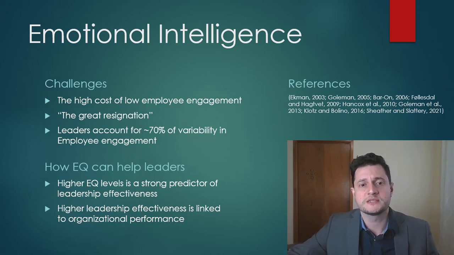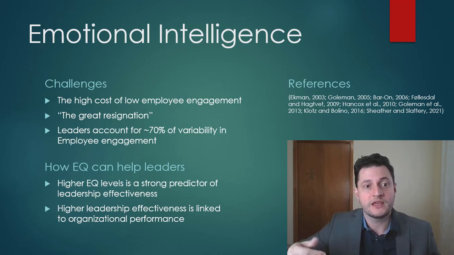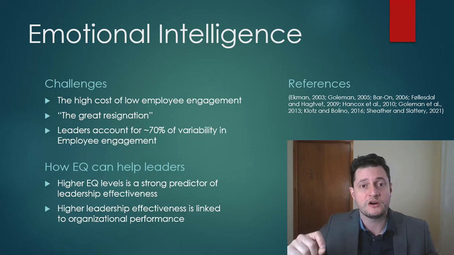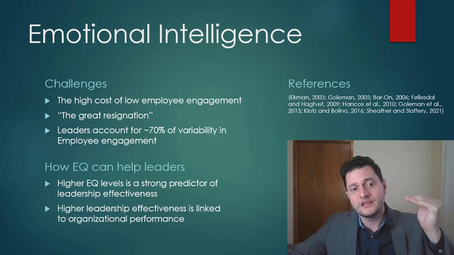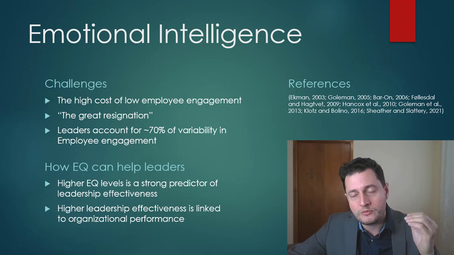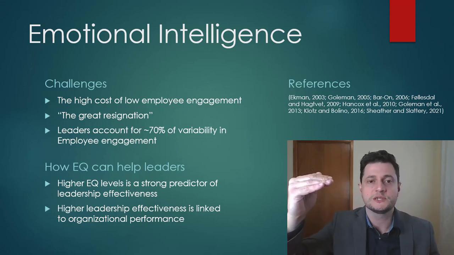The third element is in relation to the first two. According to the Conundrum Coaching Research and Gallup, almost 70% of the weight in why employees are engaged or not engaged comes from the performance of the leader. So leaders have these big responsibilities to fill, and emotional intelligence can help. How can emotional intelligence help? Higher EQ levels are a strong predictor of leadership effectiveness.